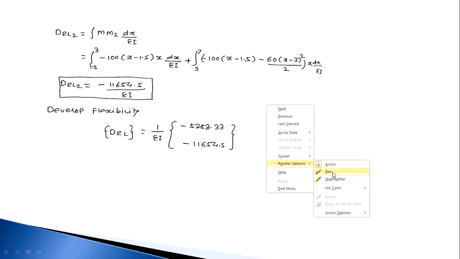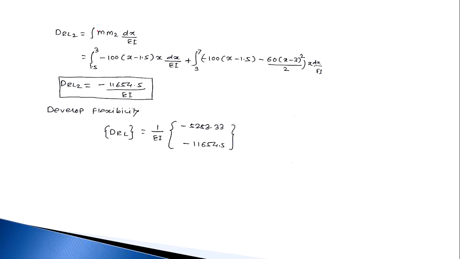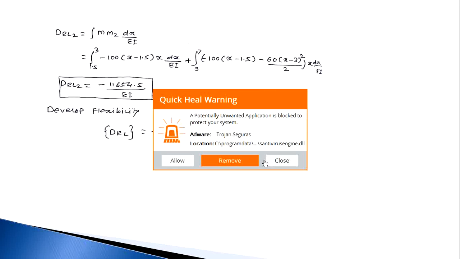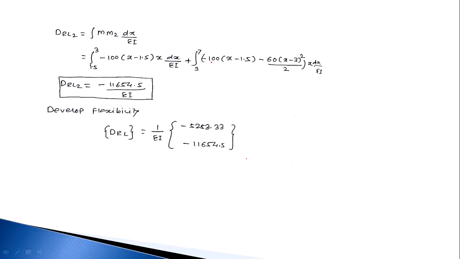Next, DRL2. For DRL2, take the integration of M into M2 dx upon EI. For the first condition, that is the CD portion, the limits are 1.5 to 3: minus M is minus 100 into (x minus 1.5) and M2 is x, dx upon EI. Plus, for the second condition, that is AC, the limits are 3 to 7: minus 100 (x minus 1.5) minus 60 by 2 (x minus 3) bracket square, into x, dx upon EI.